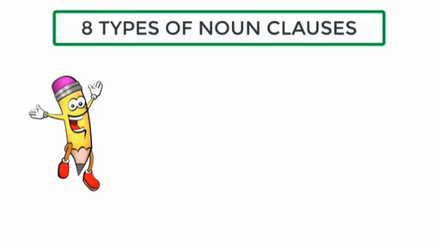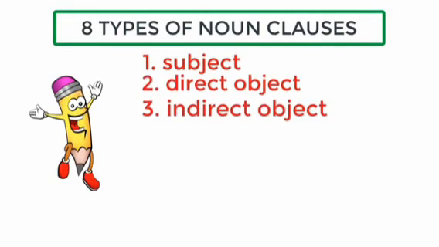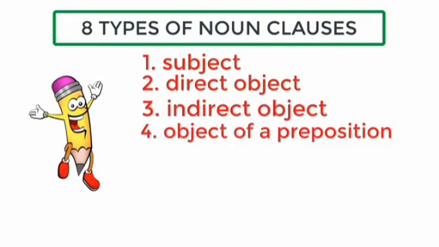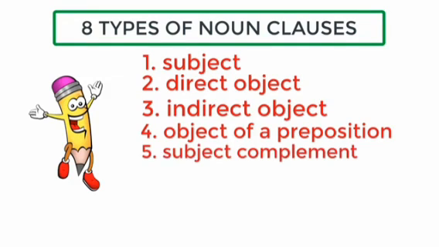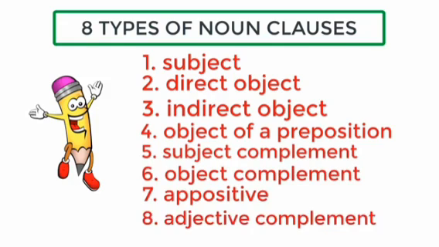There are 8 types of noun clauses. The first one, as a subject. The second one, as a direct object. The third one, indirect object. The fourth one is object of preposition, then subject complement, object complement, the appositive, and also the adjective complement.